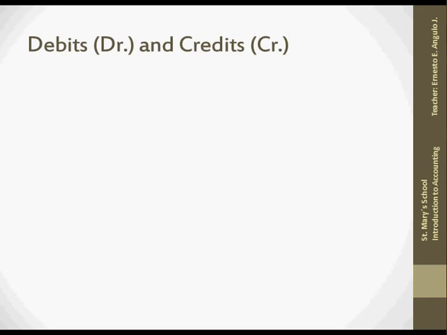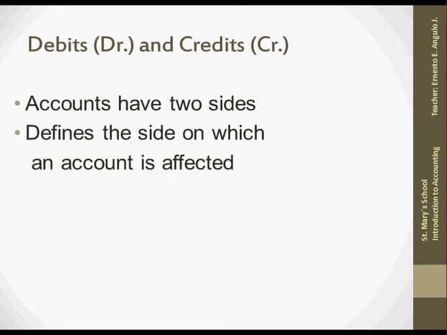Now we will see what is debit and credit in accounting. Each account has two sides, and each side defines if the account increases or decreases. We are going to use a T account, like the one you see on the slide, to represent both sides of the account.